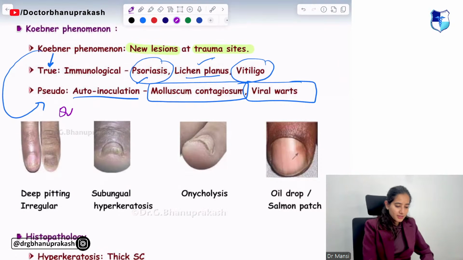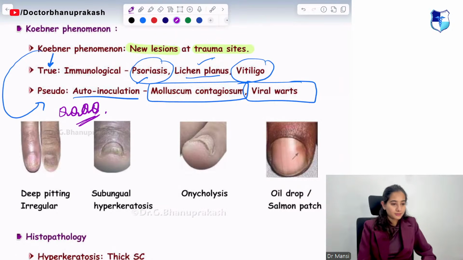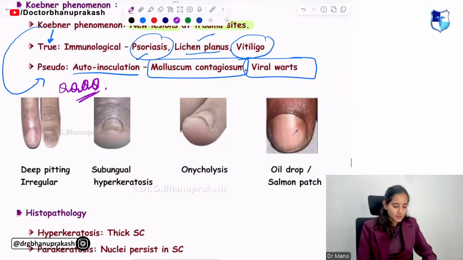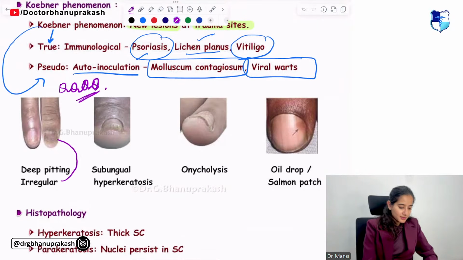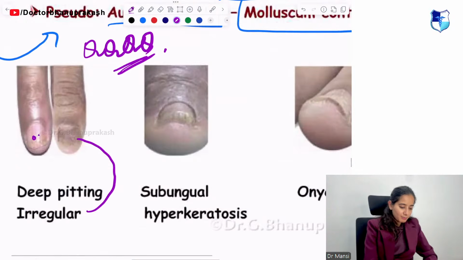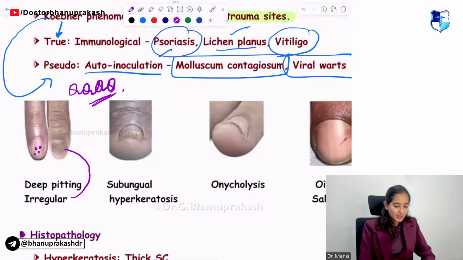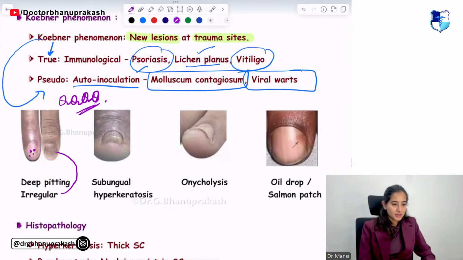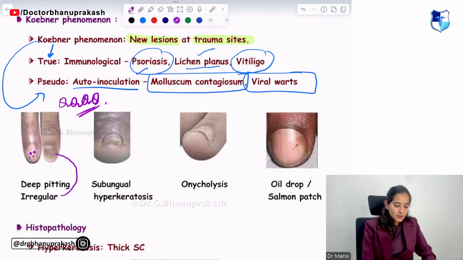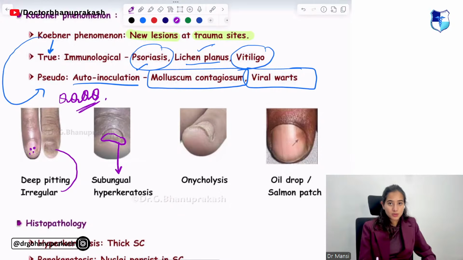Then these are very, very important. The nail findings, okay? When we talk about psoriasis, we have to actually read the nail findings as well. If you magnify it, there will be some pittings in the nail, deep pitting, which is irregular. Then there is subungual hyperkeratosis, which is present under the nail plate.